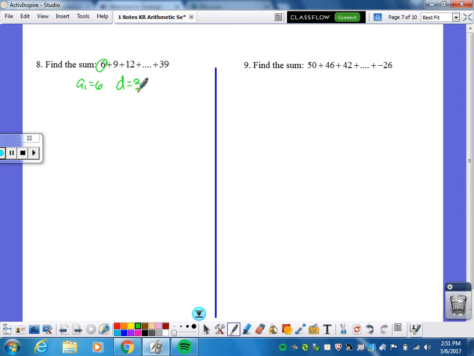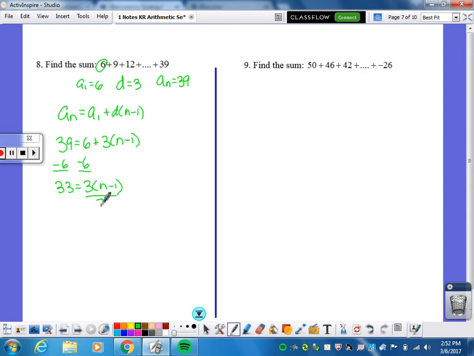And now we're going to substitute these values into our a sub n equation that we know is a sub n is equal to a1 plus d times n minus 1. And we know our 39 is a sub n. So when we substitute these values in, we get 39 is equal to 6 plus 3 times n minus 1. We can subtract 6 from both sides to get 33 is equal to 3 times n minus 1. Divide both sides by 3 to get 11 is equal to n minus 1. Add 1 to both sides to get n is equal to 12.